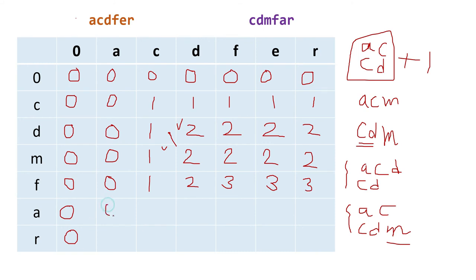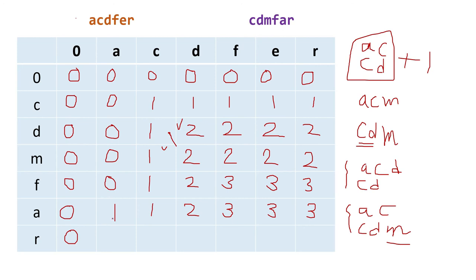Here it will be 0. A and A is matching, so it will not be 0, it will be 1, because we have to do a plus 1 with this one. Then C and A is not matching, we have to take 1. D and A is not matching, we have to take 2. Then F and A is not matching, we have to take 3. E and A is not matching, we have to take 3. And R and A is not matching, we have to take 3.